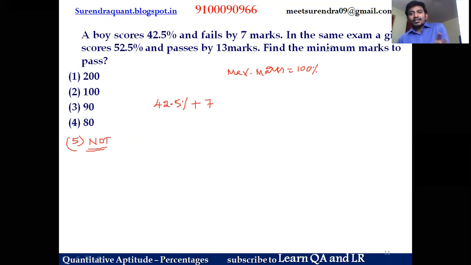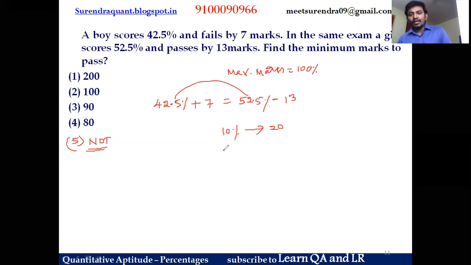Whereas in the same exam, a girl who got 52.5% marks passes by 13 marks. So she got 13 marks more than the pass marks, right? So how do you get the pass marks? If you subtract the extra marks, you'll get the pass marks. Now pass marks are the same whether you are a boy or a girl. So what is the difference in percentage? 10%. Minus 13 comes to the other side as plus 13, so 7 plus 13 is 20.